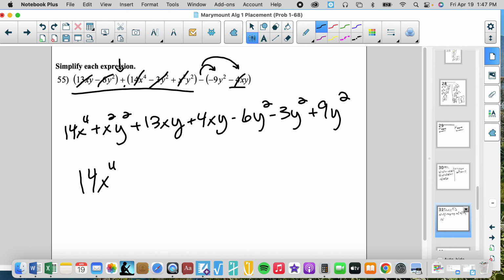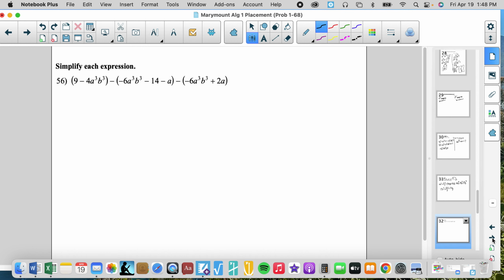14x to the 4th. No partner, x squared, y squared. These have partners. That's going to be combining coefficients. 17xy. These all have the same, and those cancel. And so that would be my answer. 14x to the 4th plus x squared, y squared plus 17xy is in standard form also.